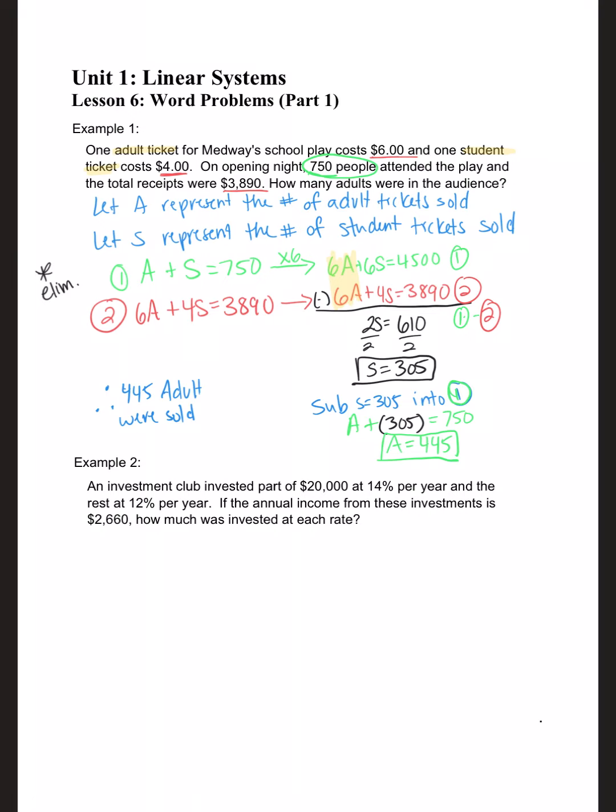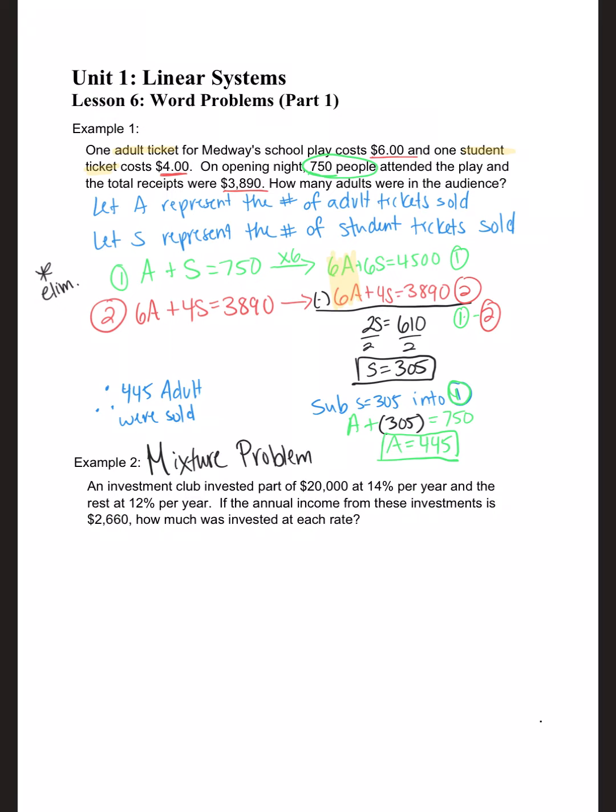Let's take a look at the next one. An investment club invested part of $20,000 at 14% per year and the rest at 12% per year. If the annual income from these investments is $2,660, how much was invested at each rate? So hopefully this looks similar to that chocolate question we did on the previous day's lesson where we have some percentages. So this looks like it's a mixture problem.